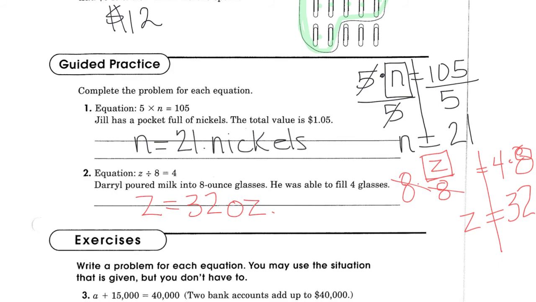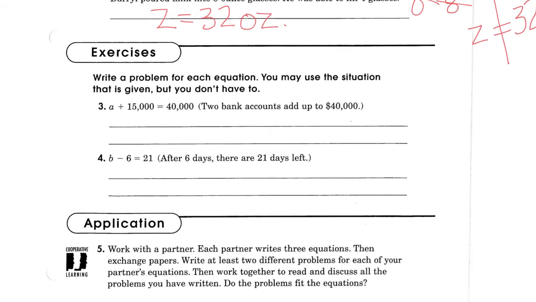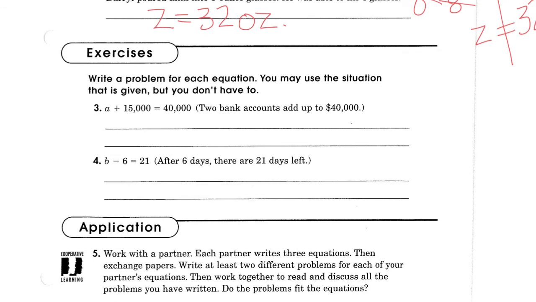All right. So when you come down to problems 3 and 4, you're given the equation. You don't have to solve it. You have to write a problem. So for example, it says, write a problem for each equation. You may use the situation given, but you don't have to. So these are all possible problems. We have A plus 15 equals 40,000. It says 2 bank accounts add up to 40,000.